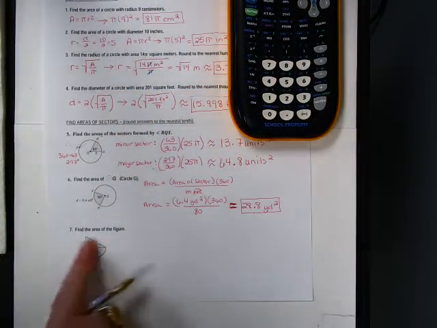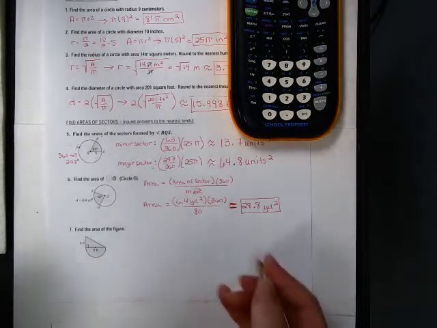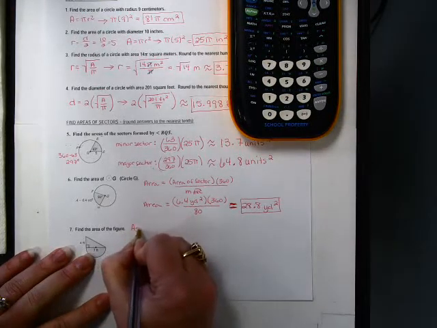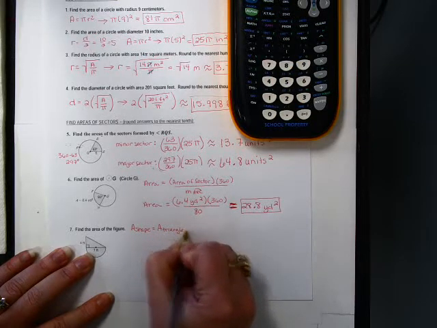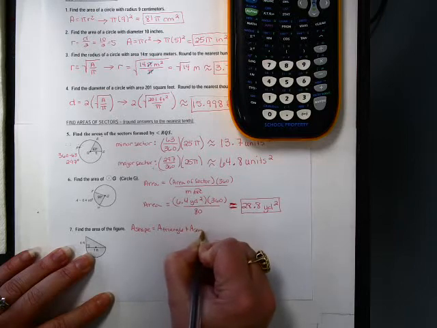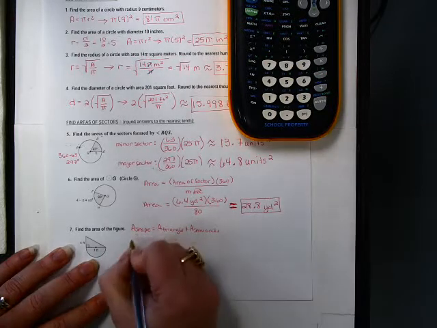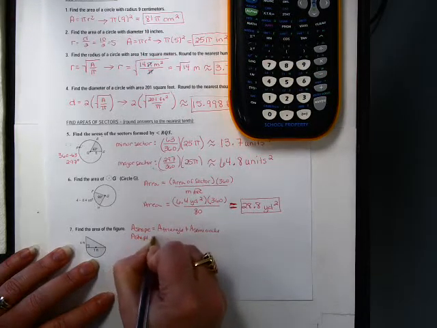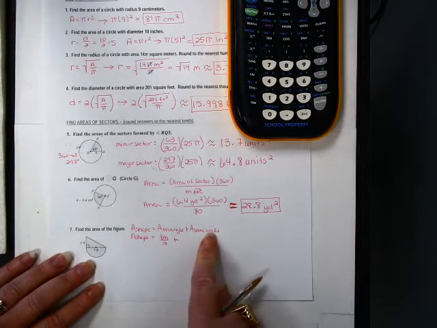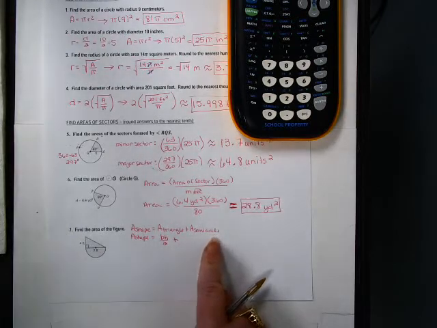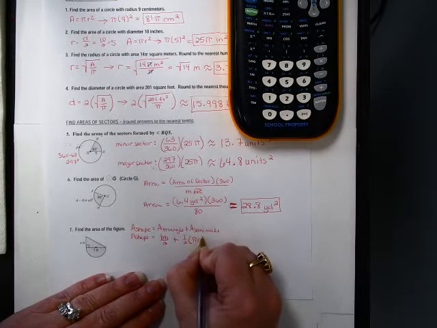Okay, finally, this shape down here, we've got a triangle and a semicircle added together. So I want you to write area of the shape is equal to area of the triangle plus the area of the semicircle. Okay, write down your formulas for this one. So the area of the shape is equal to base times height divided by 2 plus semicircle, the area of it is going to be half of the circle. So that's going to be 1/2 of pi r squared.